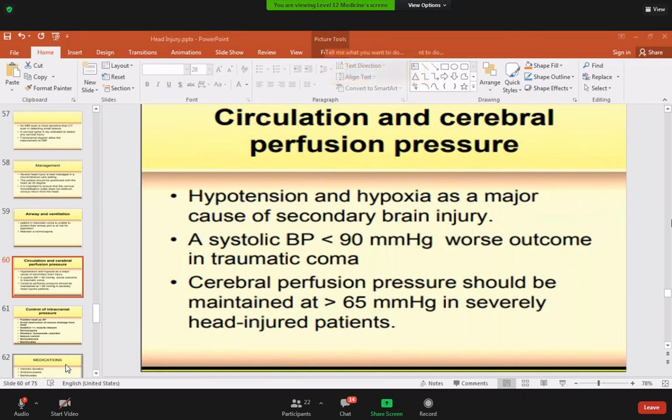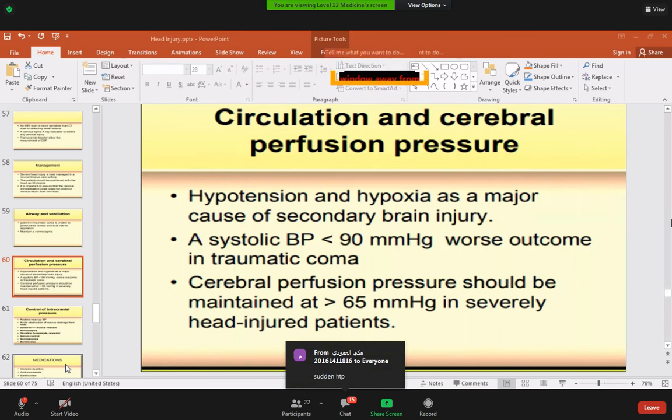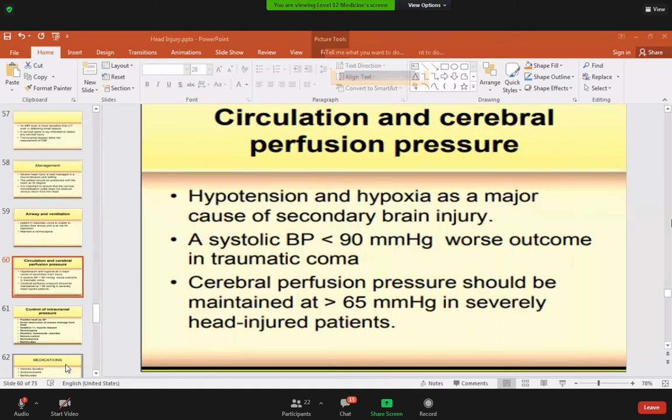Any idea? This is physiology. You have covered it in physiology also. Doctor, sudden hypertension. Why is there hypertension in this patient? Why is there hypertension in a patient with head injury?